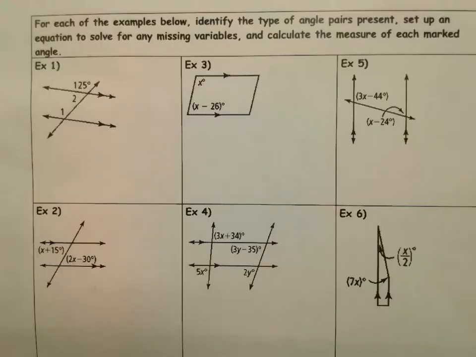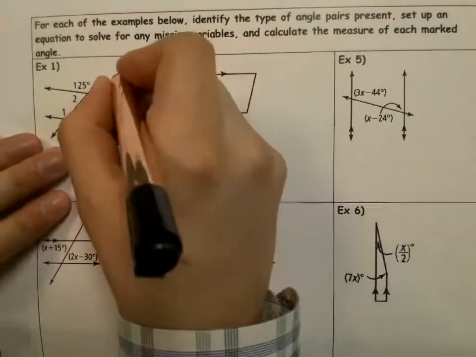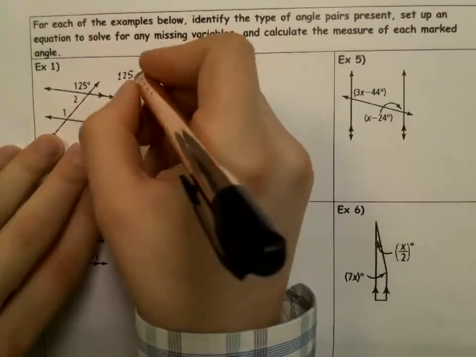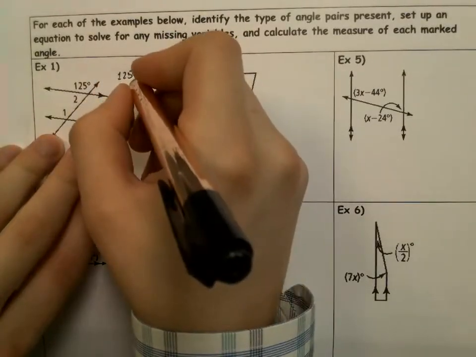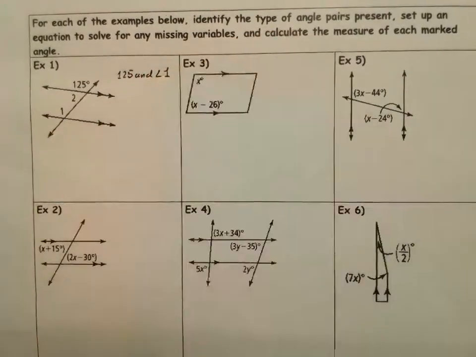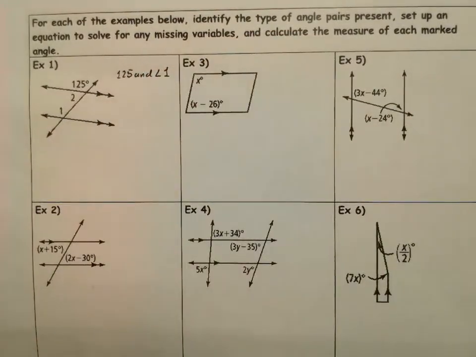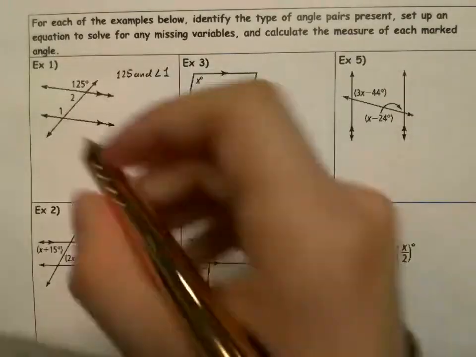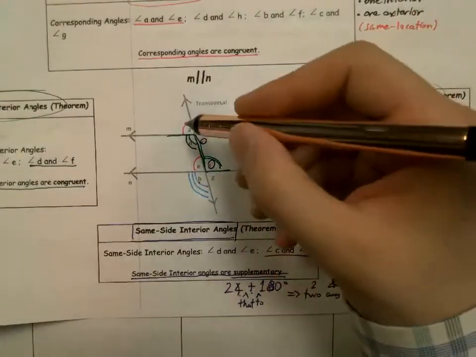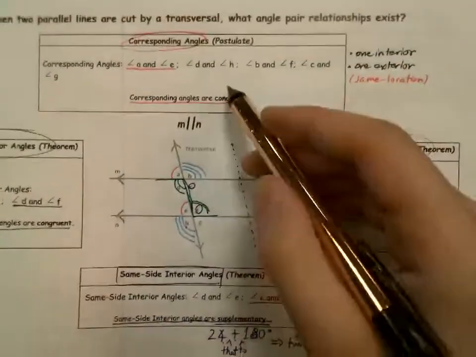okay, we know a few things. Let's write it down. We know that 125, right, and angle 1 are what? Back to your note page. So 125 is here, angle 1 is here. If we look here, what's similar to that situation? I'm seeing A and E. So they're corresponding angles.